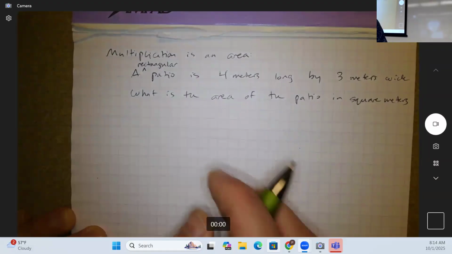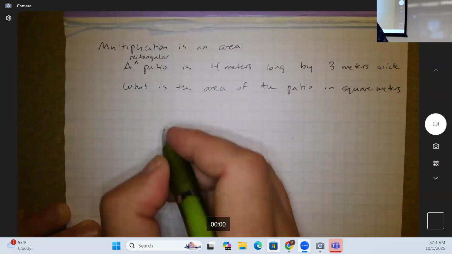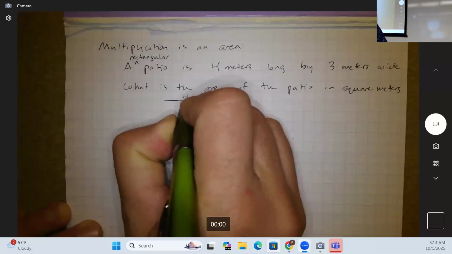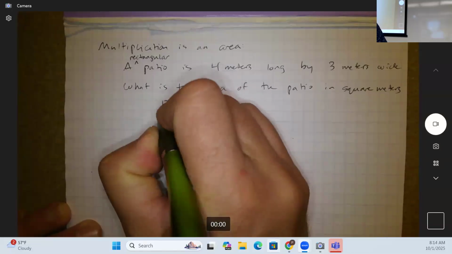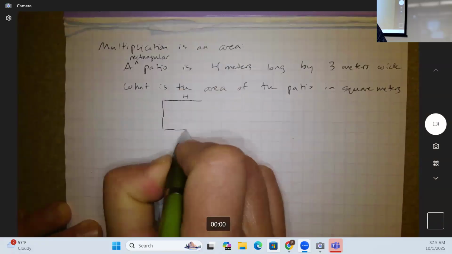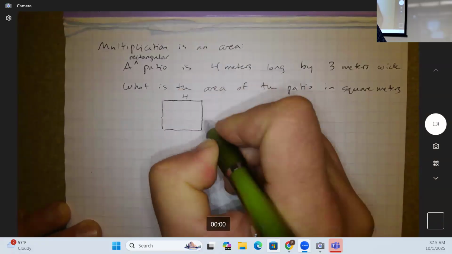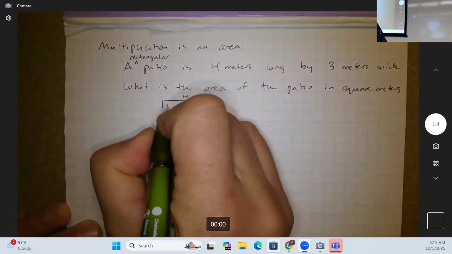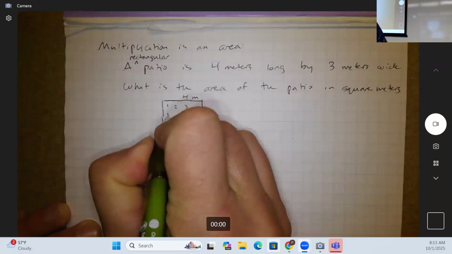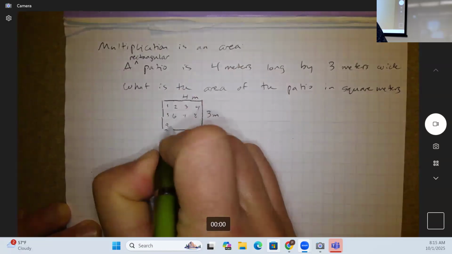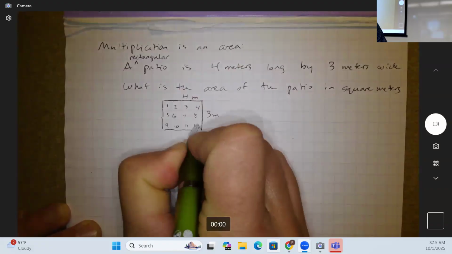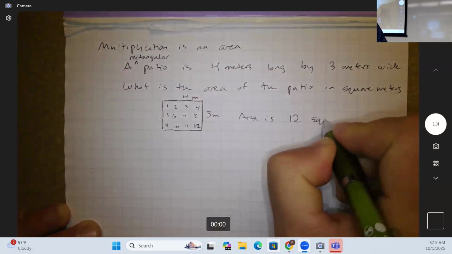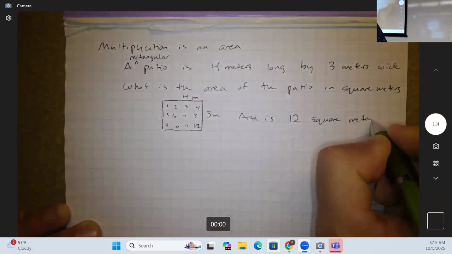So again, I really like the visual or the pictures representation. 1, 2, 3, 4 meters long, 1, 2, 3 meters wide. And then I count 1, 2, 3, 4, 5, 6, 7, 8, 9, 10, 11, 12. So the area is 12 square meters.